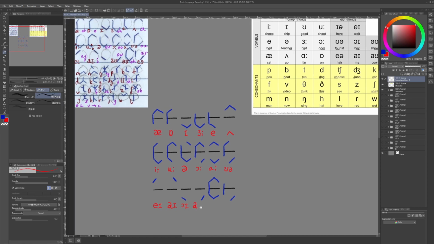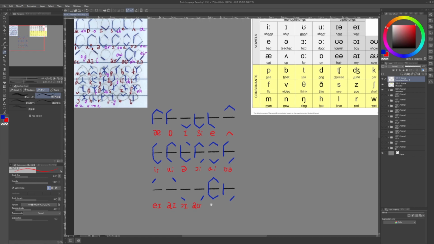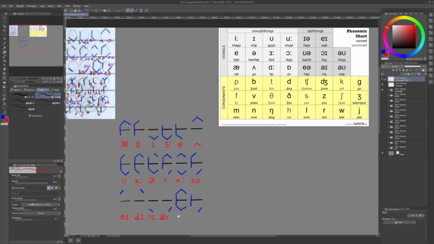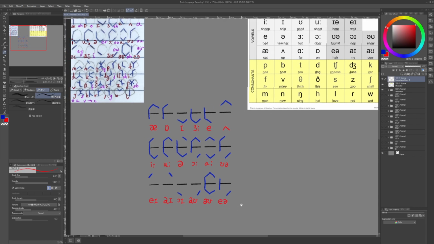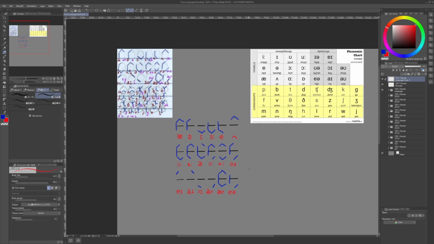I never know how to do these A's properly, like this typographical A. Never looks right. How do I have 2 of the same one? One's ow and O. Oh, that's an E. I can't wait to compare this to the actual one later to see how much of it I got right or wrong.